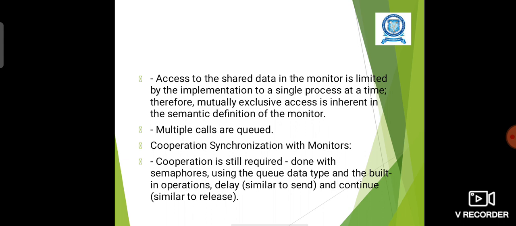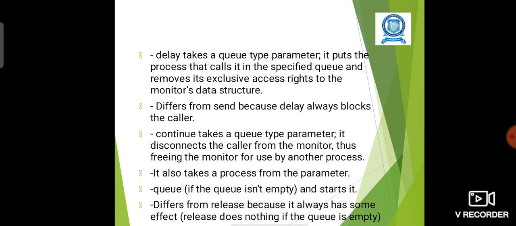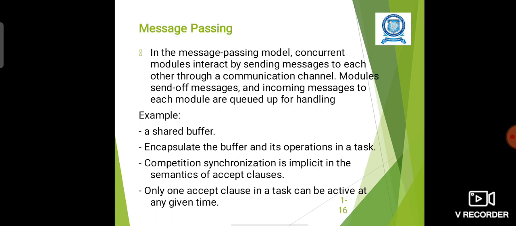Multiple calls are queued. Cooperation is still required, done with semaphores using the queue data type and the built-in operations. Delay takes a queue type parameter. It puts the process that calls it in the specified queue and removes its exclusive access rights to the monitor's data structure. Message passing. Concurrent modules interact by sending messages to each other through a communication channel.